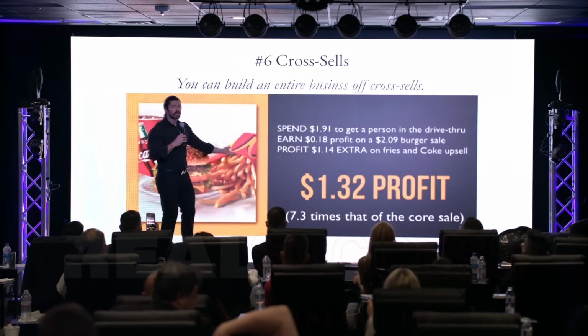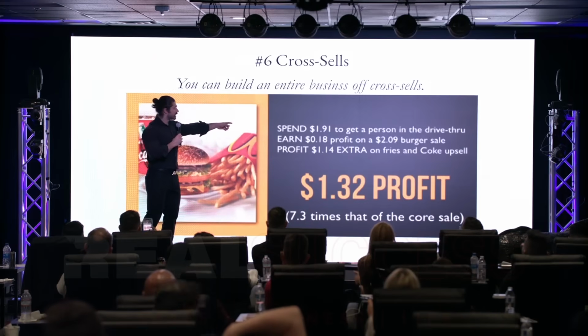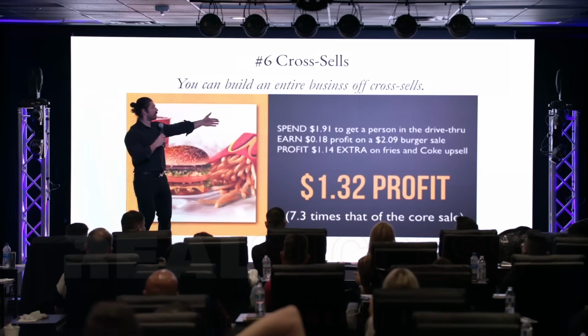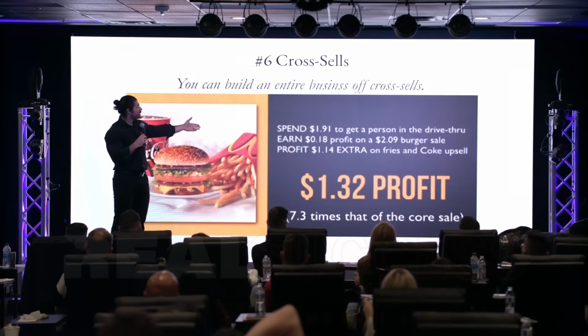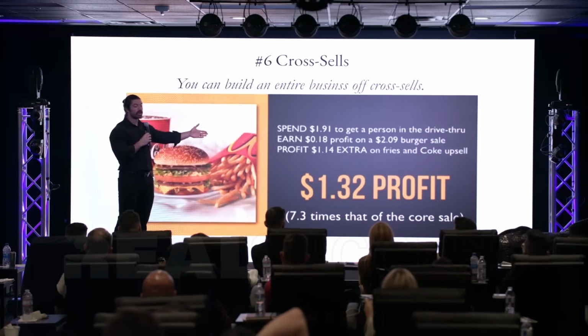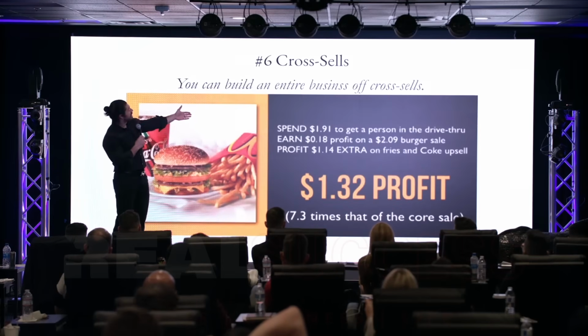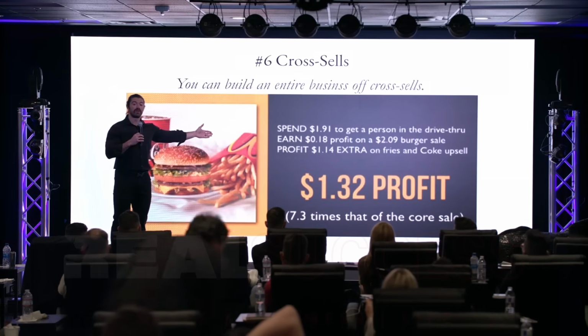You make the better burger, you sell it at cost or below cost. So you said, this is the example: you spent $1.91 to get a person to drive through, earn 18 cents in gross profit on the burger, but then on the $2 burger sale you make $1.14 on fries and Coke, right? You're making 6 times the profit on the upsell.